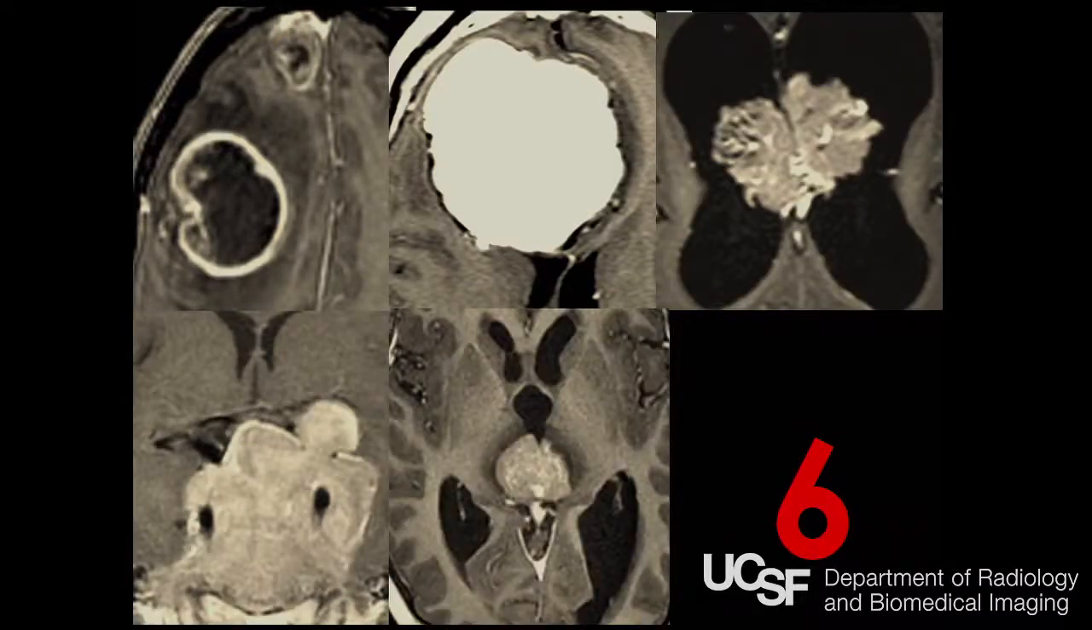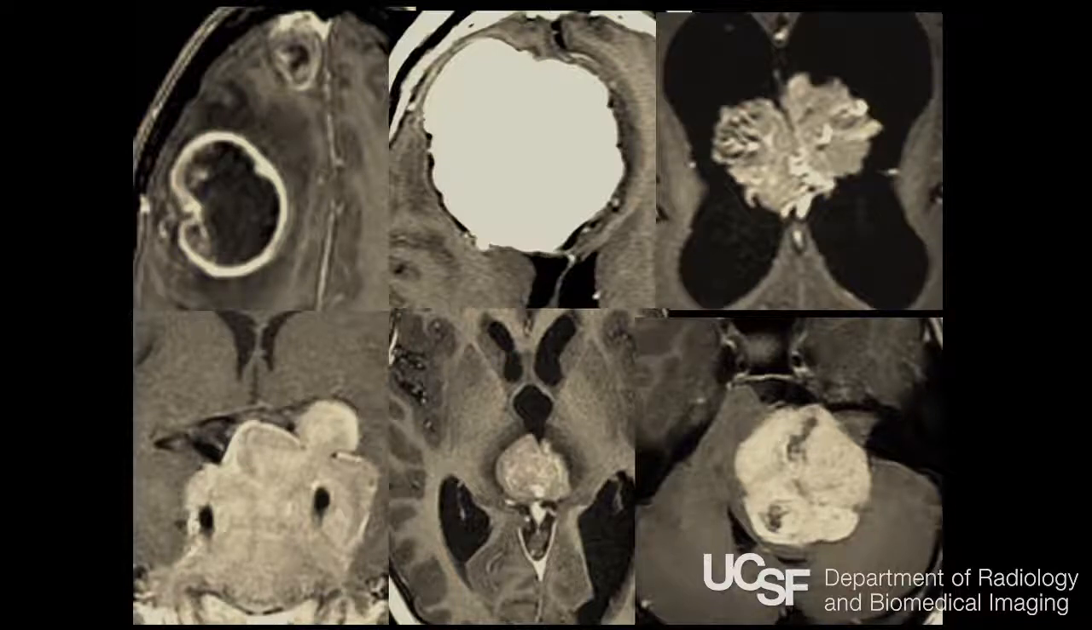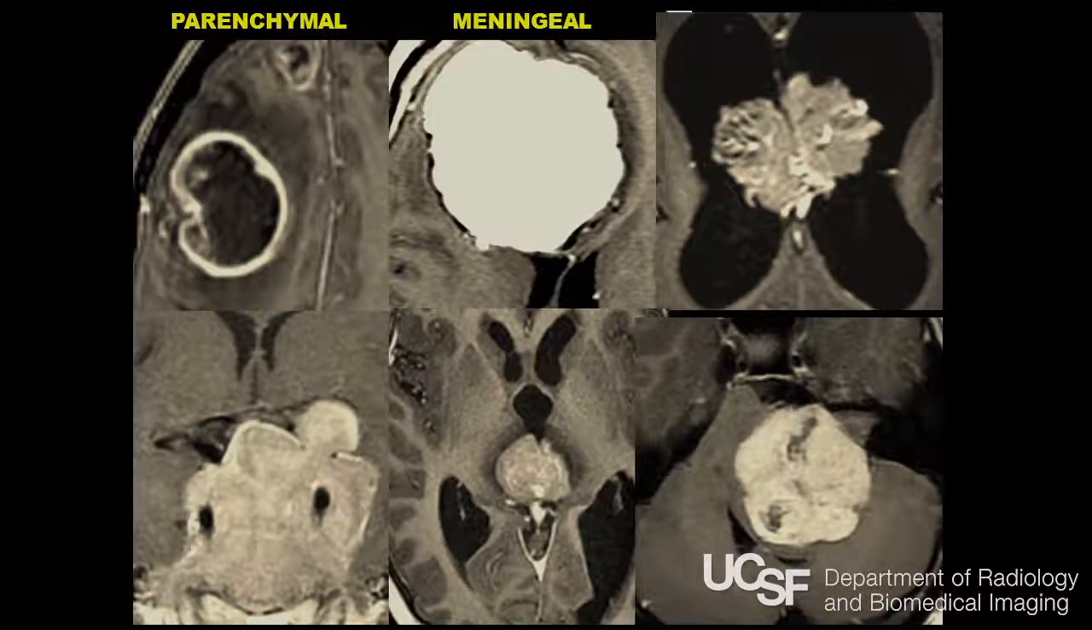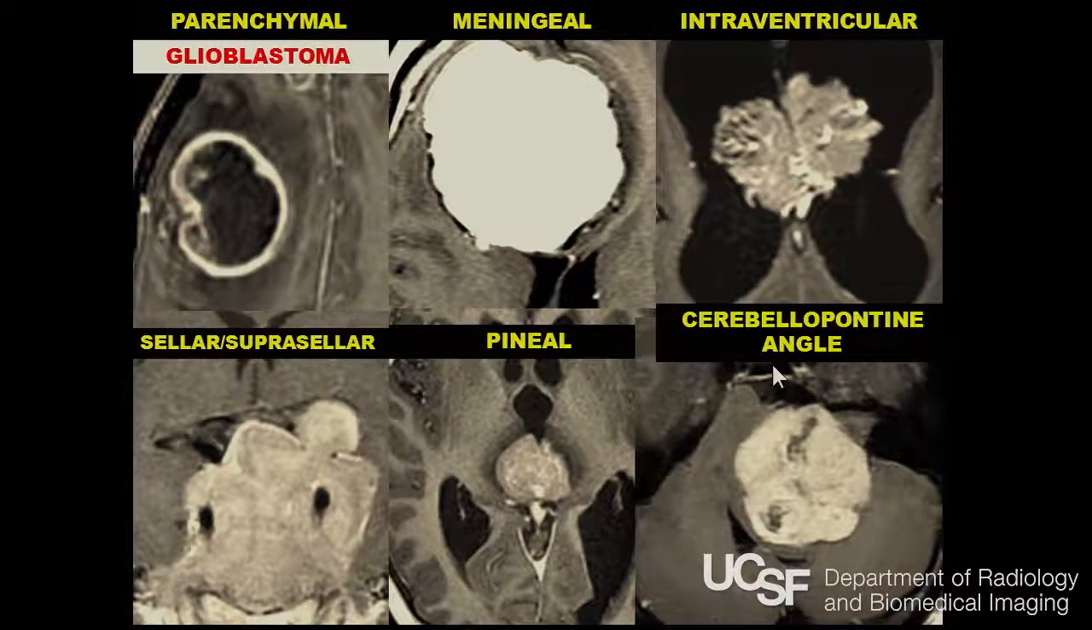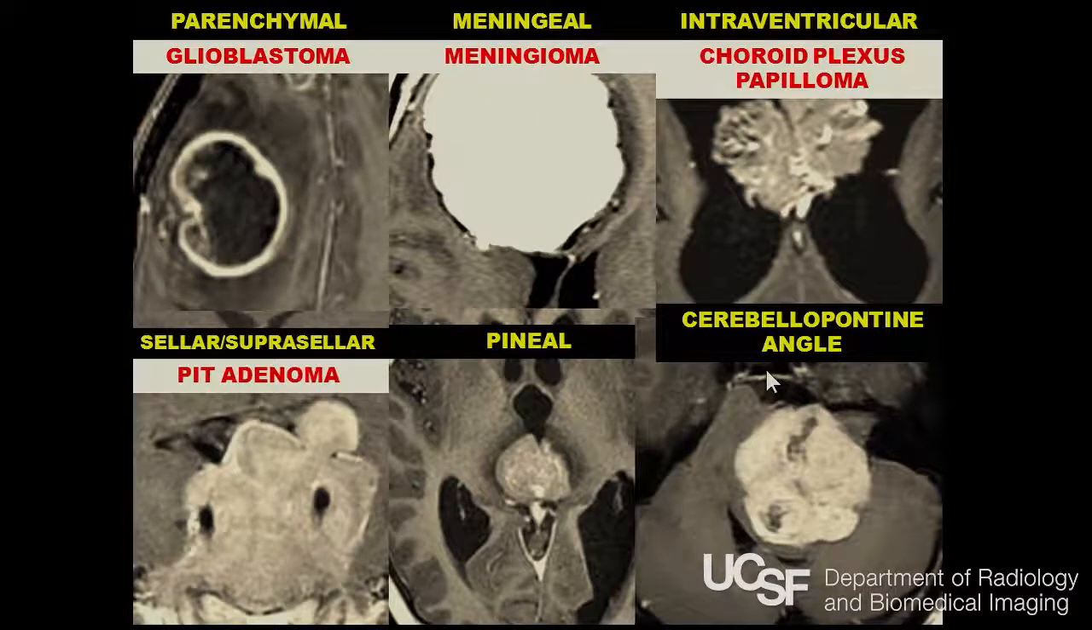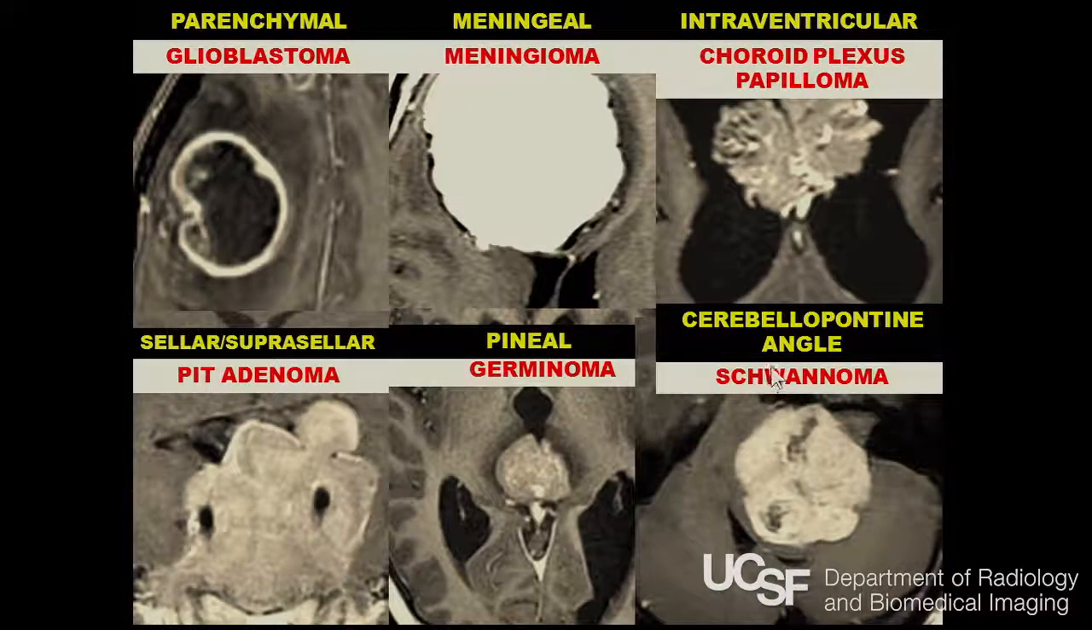So first, the 6 most common locations where you're gonna see brain tumors is the parenchymal, meaning the tumor came from the brain substance itself. Meningioma being the most common, obviously, comes from the covering. Intraventricular, self-explanatory. Tumor comes from within the ventricle or within the choroid plexus. Sellar, suprasellar, that location has a whole set of different differential diagnoses. Pineal gland and CP angle. And here are the 6 representative tumors that are most common.